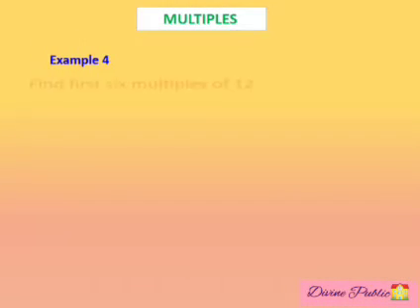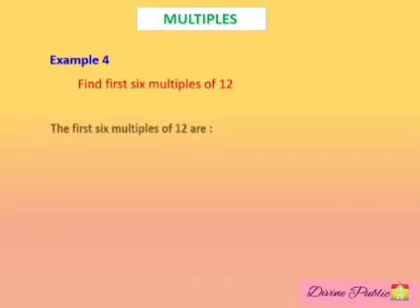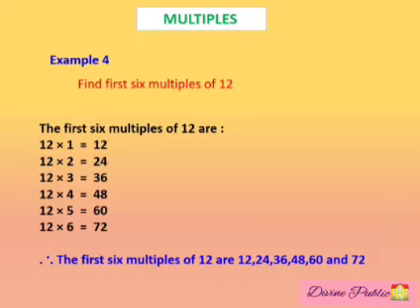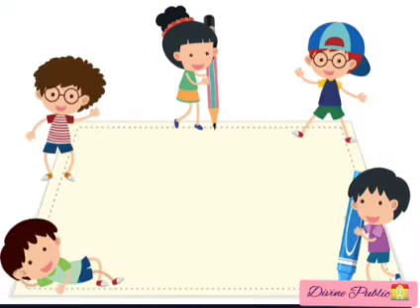Example 4. Find the first 6 multiples of 12. The first 6 multiples of 12 are 12, 24, 36, 48, 60 and 72. Now children, you can find out the multiples of any number like this. Let us see the properties of multiples.